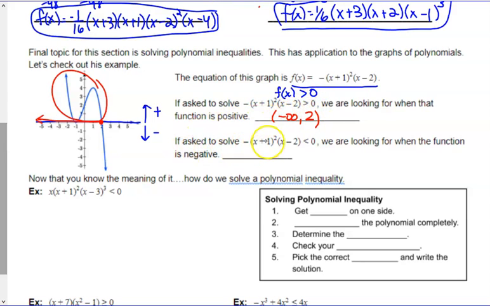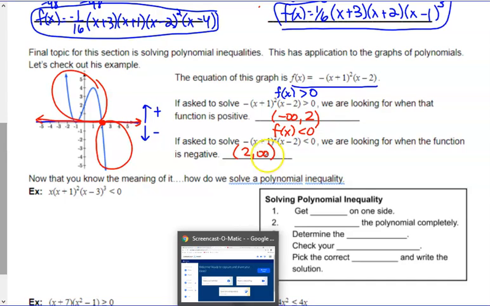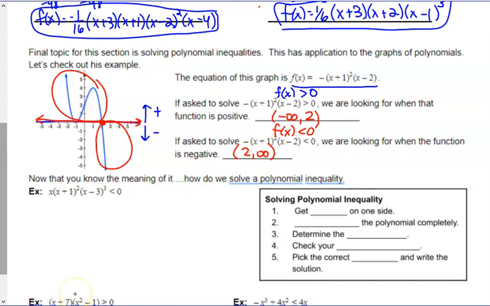Now, if asked when our function here, which is the same as that, is less than 0, then I'm looking for when we are in the negative region. So here, my function's in the negative region forever and ever and ever. That means it's starting at 2 and going in this direction is when we are negative. Again, no equals on our inequality, so I need a parenthesis here, going to positive infinity, and that infinity always has a parenthesis.